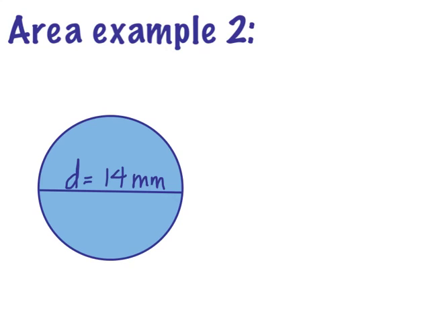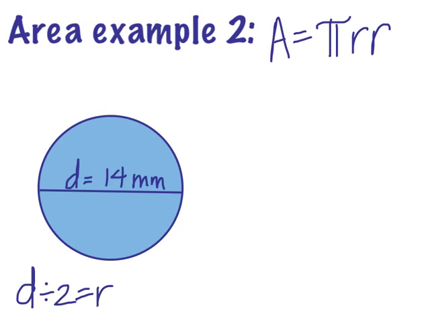In our second example, we're finding area, but it gives us the diameter. So we start with our formula. Area equals pi r squared. We notice immediately we don't have radius. So how do we get from diameter to radius? Well, we remember half of the diameter is our radius. So to get to our radius, we divide by 2. If our diameter is 14, our radius is 7 millimeters.